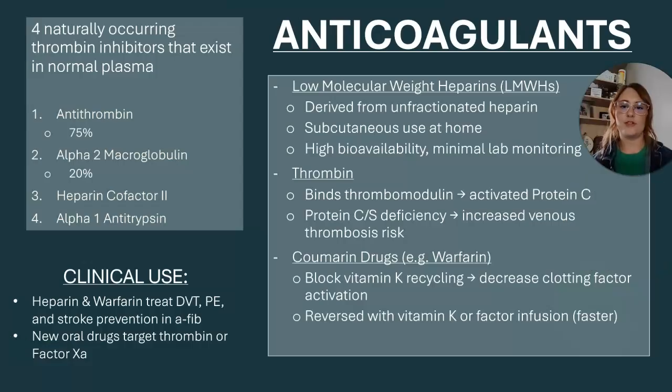There are 4 naturally occurring thrombin inhibitors that exist within normal plasma. This consists of antithrombin, which is the most important as it takes up 75% of our natural anticoagulants. Next, we see alpha-2 macroglobulin, which takes up about 20%. In the last 5%, we see our minor inhibitors such as heparin cofactor 2 and alpha-1 antitrypsin.